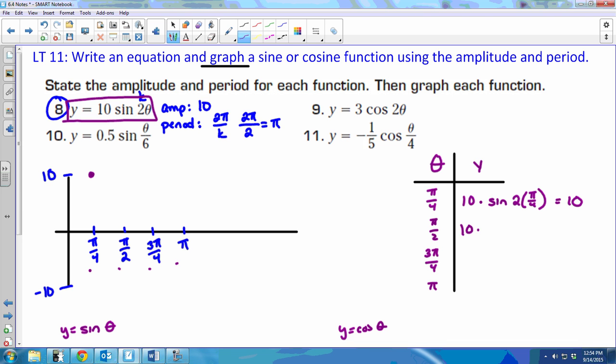And you could do that again. Pi over 2. 2 times pi over 2 is 2 pi over 2, which is just pi. And the sine of pi is 0, using your unit circle. And 10 times 0 is 0. So there must be a point at pi over 2, 0.